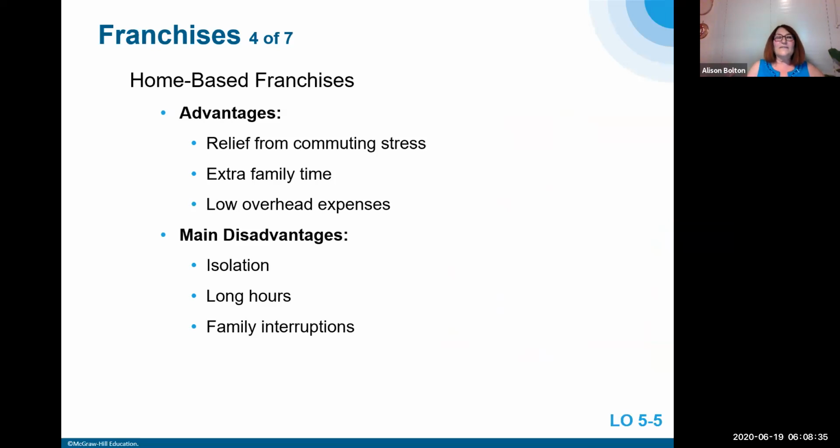Now, there are different kinds of franchises. Other than going out to the storefront, there's also some that are at home. And of course, there are great advantages: you don't have to commute, you get to see your family more, and definitely the overhead expenses are really minimized. But then you have disadvantages, and you can be isolated from the rest of society. You don't have as much ability to network with people. And then there's definitely long hours, and you'll have family interruptions. People think that just because you're home, you're available to visit and do things and play, and it can be hard.